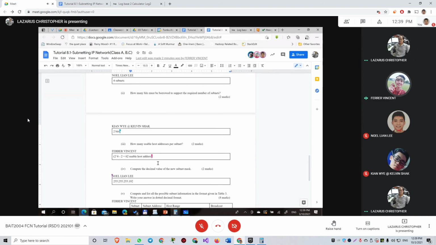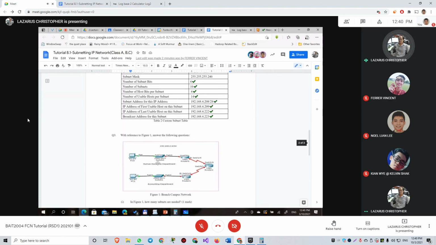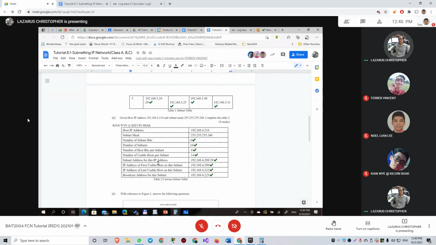Okay. Yeah, because at first it's 8 bits that belong to host, but because you subnet, you borrow 2 bits, so only 6 bits are left for host. Whatever gain you get for the network part, you will lose from the host part. So the network part borrows 2 bits, so you only have 6 bits left. Why do we start with 8 bits? Because our address is slash 24.